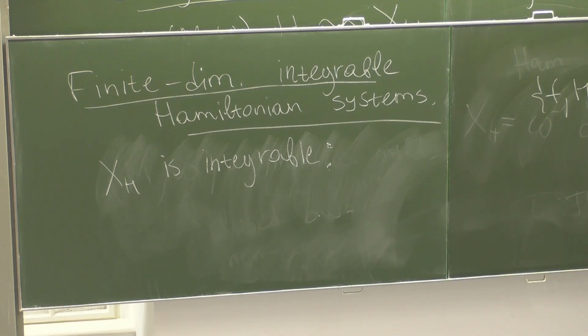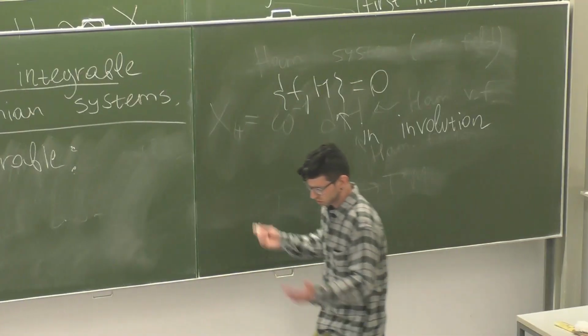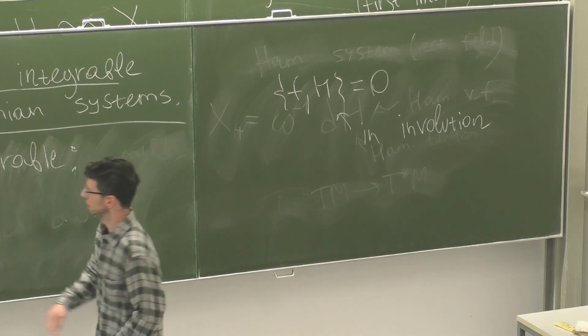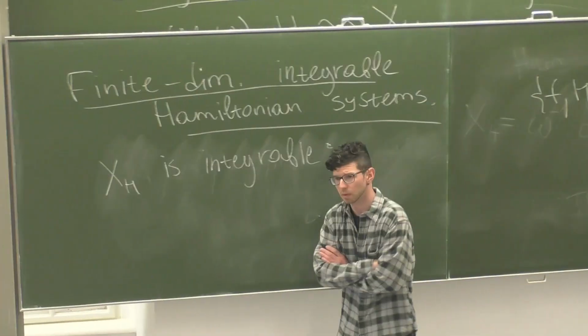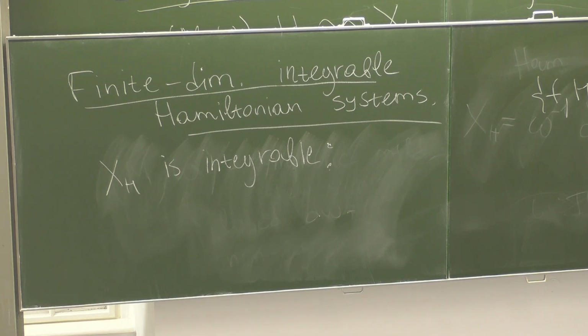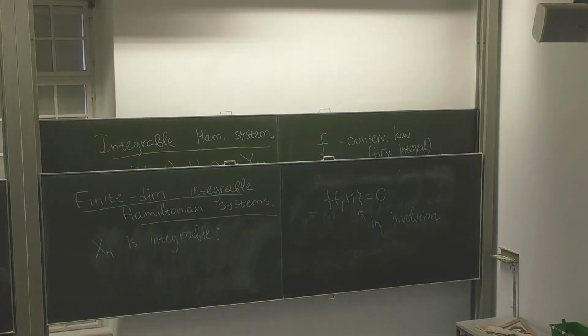By the way, when the Poisson bracket is 0, one says that two functions are in involution with each other. So that just means 0 Poisson bracket. And we will say that a Hamiltonian system is integrable if it has a bunch of first integrals. They are in involution. And also we want to have a maximal number of such functions. And what maximal means depends on the dimension.